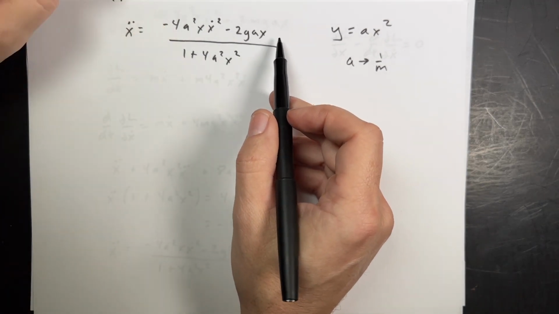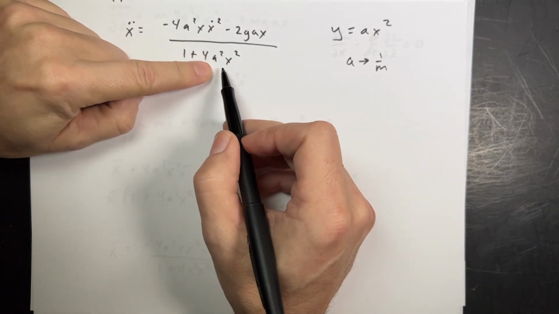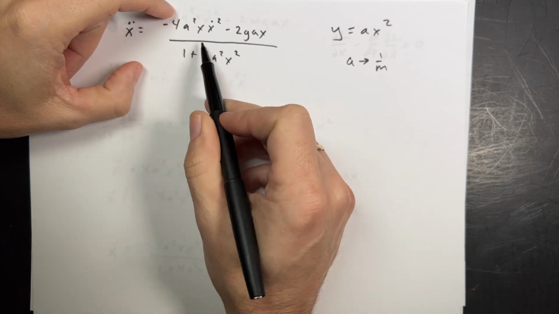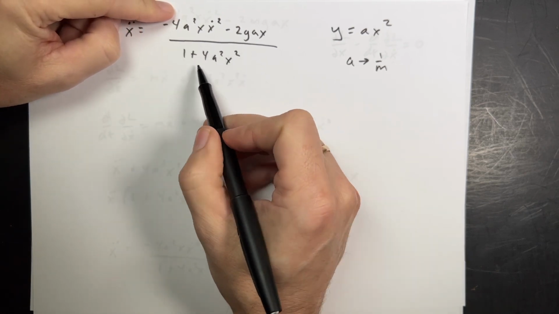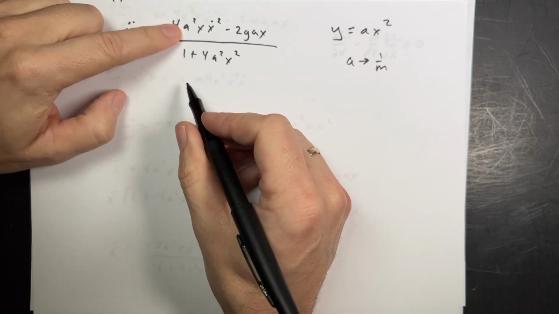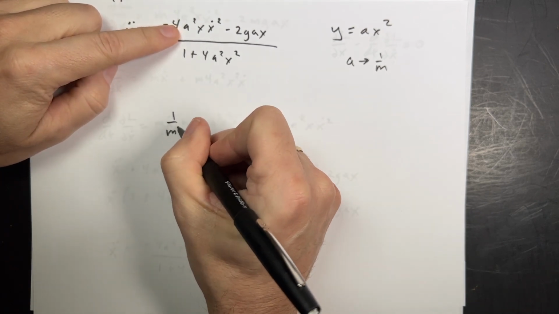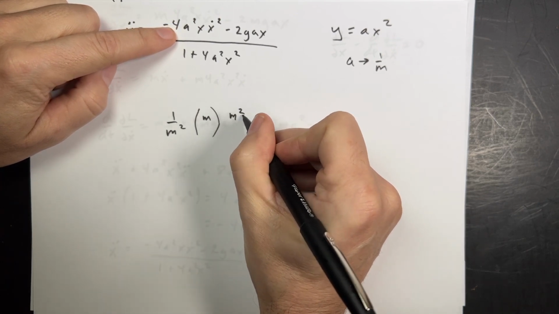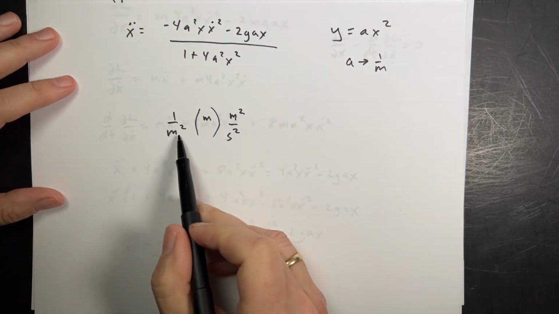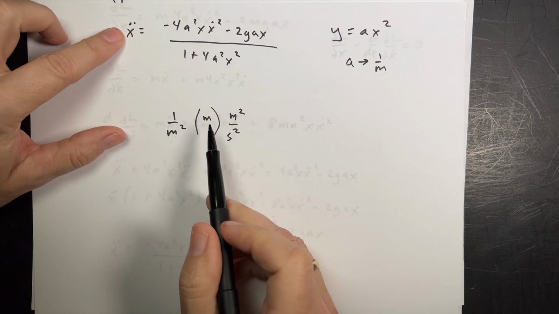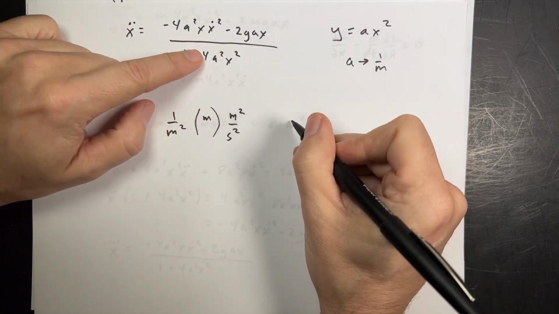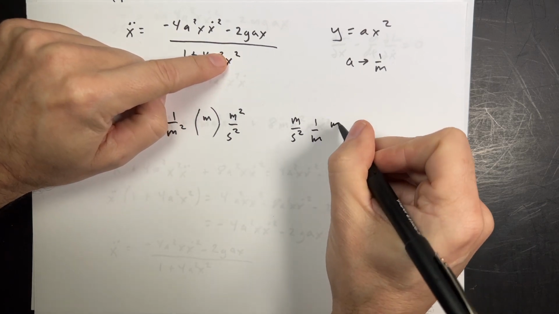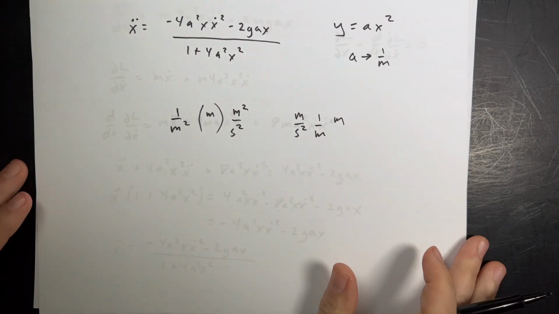Let's do this one. Let's start down here in the bottom. So here I have meter squared, and then 1 over, so this is unitless on the bottom, which is good because I'm adding it to 1. So here I have 1 over meters squared, then meters, and then meters squared per second squared. So this is meters per second squared, and that's what this is too. And then over here g is meters per second squared, and then I have 1 over meters times meters. So the units all work out in terms of acceleration.